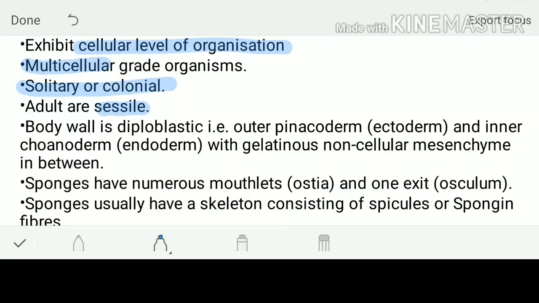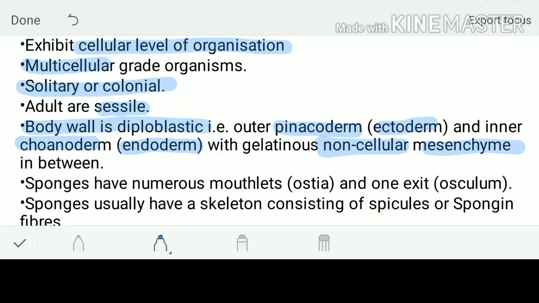Another word is also there for this. Okay, now deal with their body wall. Their body wall is diploblastic, which means two layers are present. The outer layer is called pinacoderm, whereas the inner layer is called choanoderm, which on the germinal level are called ectoderm and endoderm. In between the pinacoderm and the choanoderm, they have a non-cellular layer called mesenchyme, which will become the mesoderm in the higher grade organisms.